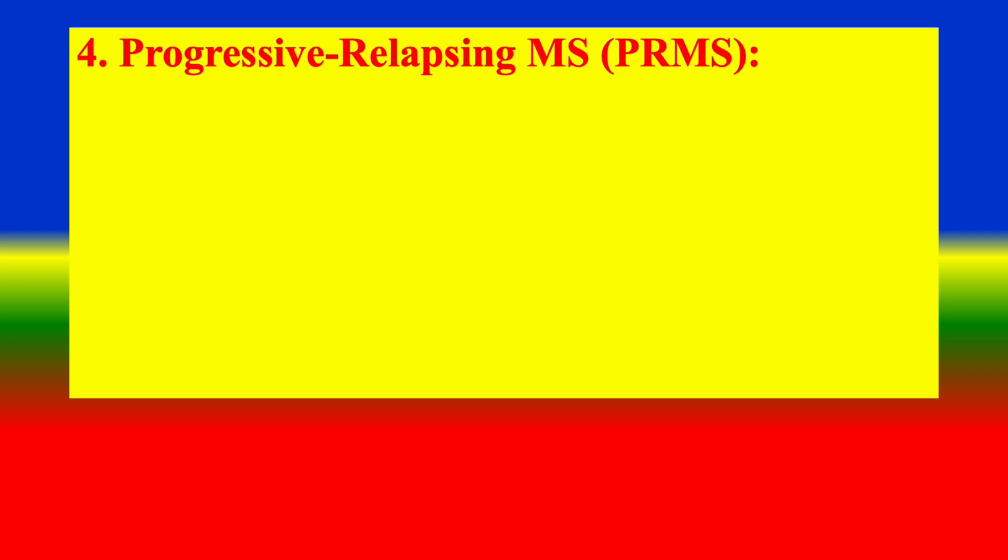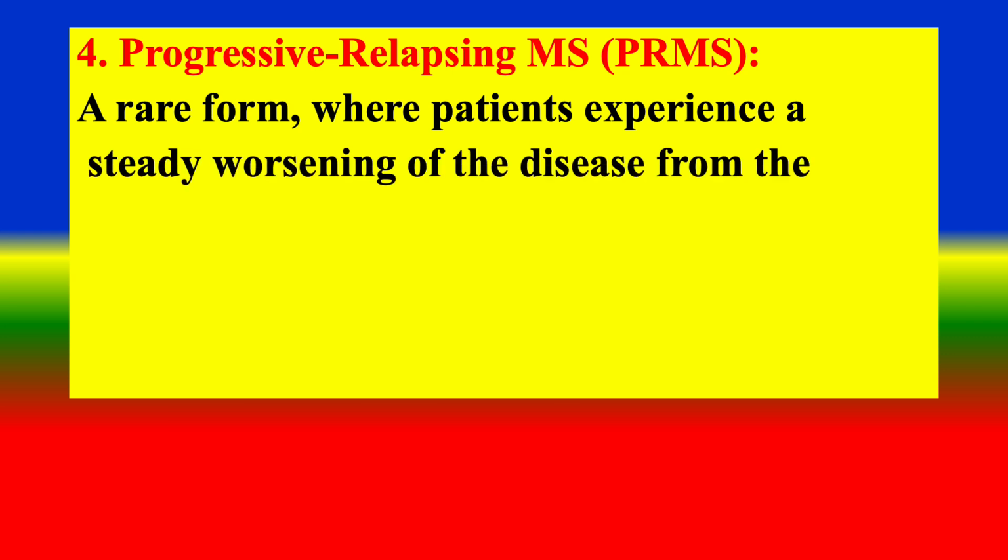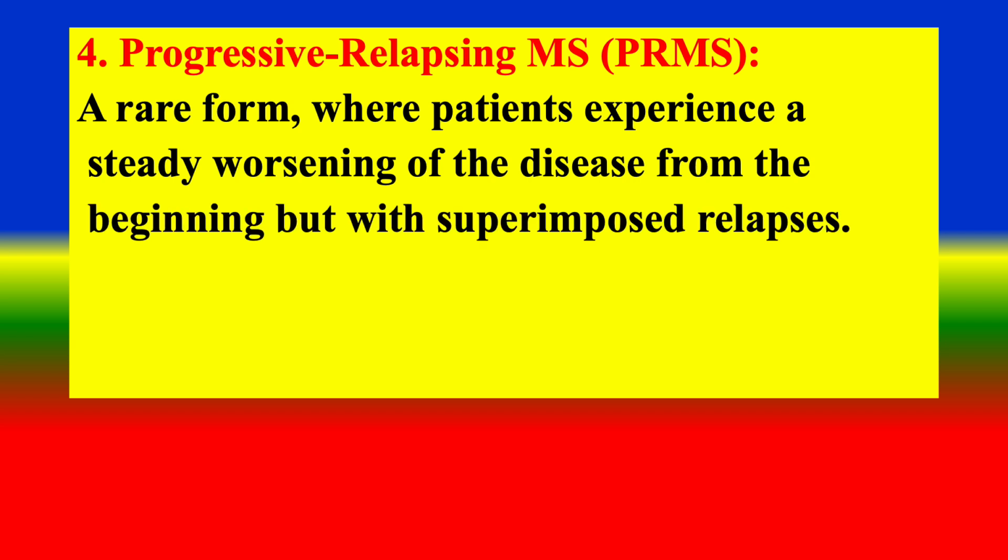4. Progressive relapsing MS. A rare form where patients experience a steady worsening of the disease from the beginning, but with superimposed relapses.